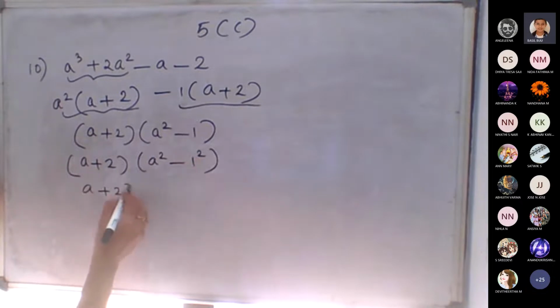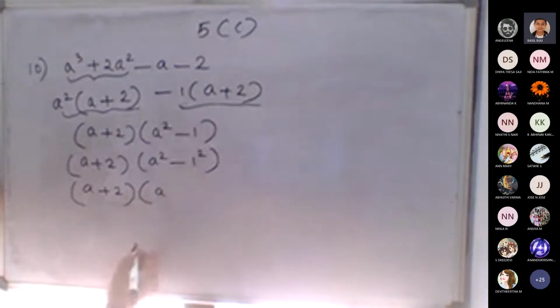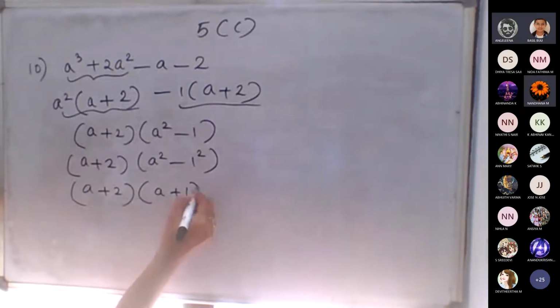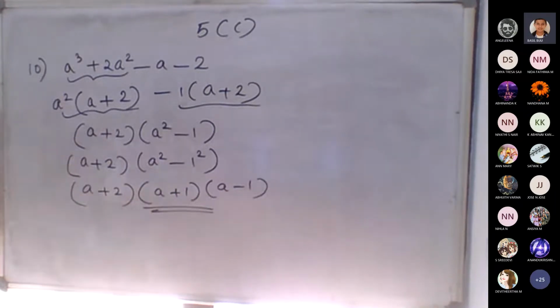So a plus 2 into what? a square minus b square: a plus 1, a minus 1. That is the answer. Right.